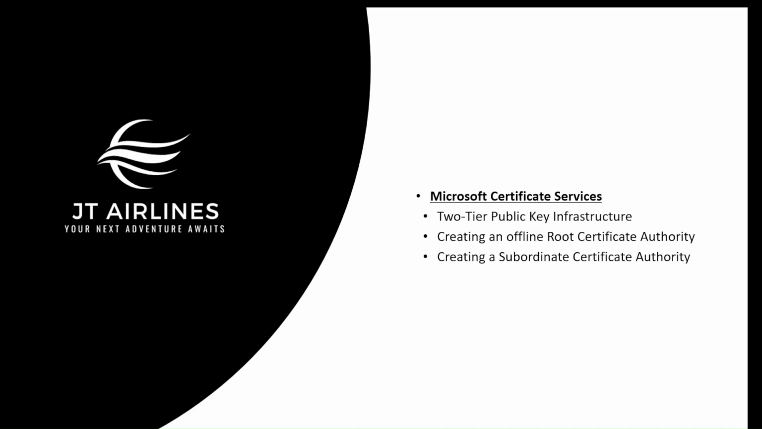Today we're going to take a quick look at Microsoft Certificate Services. We're going to configure a two-tier public key infrastructure, so that would consist of a root certificate authority and a subordinate certificate authority. The root certificate authority is going to be in offline mode. So essentially what we're trying to achieve there is to make sure that we don't compromise the root certificate. So that's the head of the certificate chain that we're going to be creating.